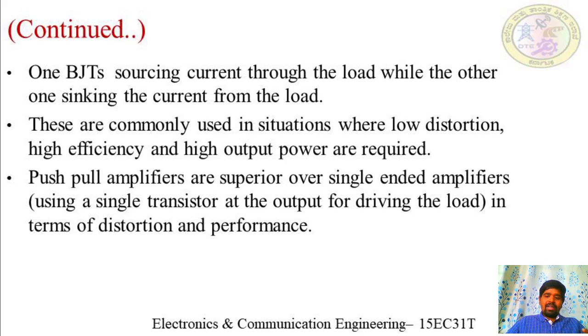One of the sentences here is very important. They mention we should use two transistors with identical characteristics, that means they should have similar characteristics. What will happen if I am not using similar characteristics? That we will discuss in the coming slides. So what is the purpose of the two BJTs? One BJT is for sourcing the current through the load, that means to transfer the current through the load, and the second one is for sinking the current from the load.